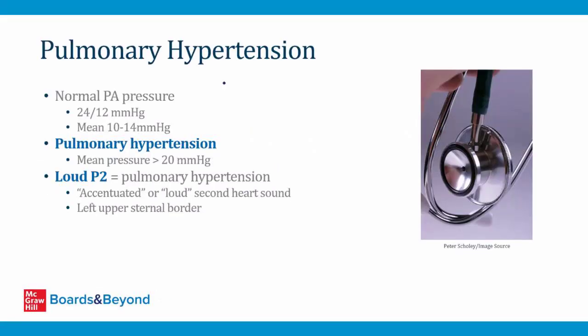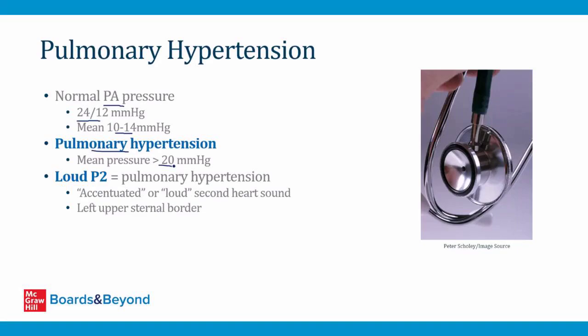So pulmonary hypertension refers to an increase in the blood pressure in the pulmonary arteries that deliver blood from the right ventricle to the lungs. And a normal pressure in the pulmonary arteries is about 24/12 with a mean of about 10 to 14. The definition of pulmonary hypertension is a mean pressure greater than 20 millimeters in the pulmonary arteries. And we'll talk about why this is bad in just a minute.